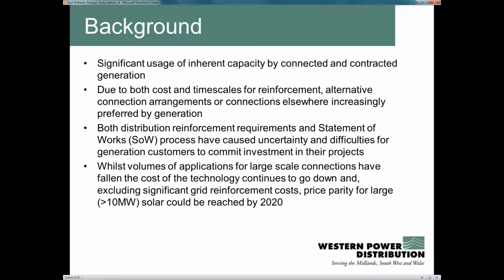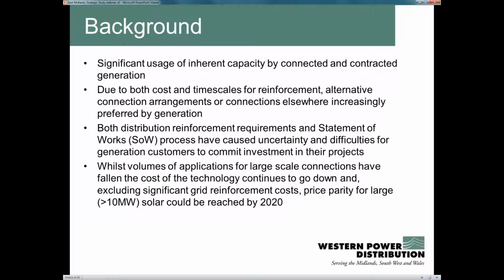But this isn't just the distribution constraint. We've also seen significant transmission constraints as well in this particular area. So we've had an ongoing statement of works process with National Grid to assess what the impact of distributed generation on the transmission network is, and we've been passing down those messages through to our customers so they can understand the likely impacts of those.